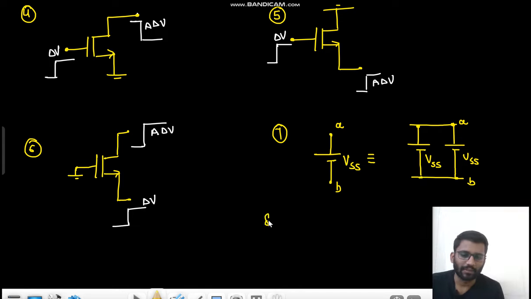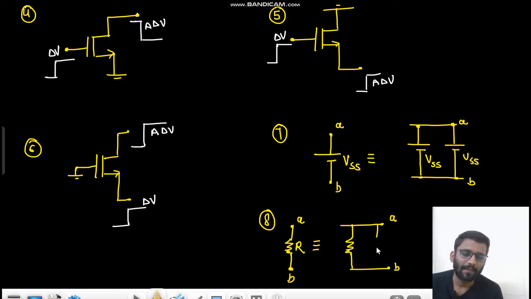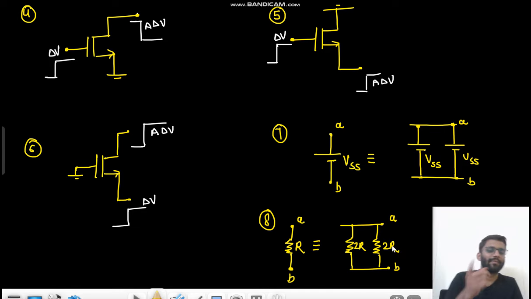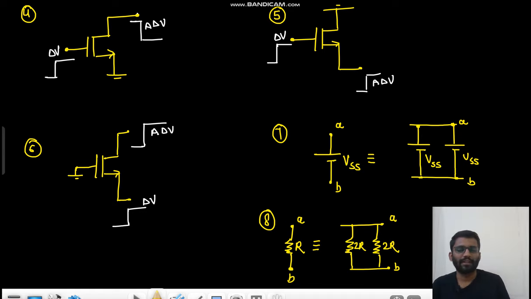And one more thing I can do is that if between A and B I have a resistance R, so this is A and this is B. If I am making these two resistances, what will be the value of each resistance? Tell me. 2R and 2R. Because 2R, 2R parallel will make R. And between A and B, we need to make R resistance. So this will be used in the half circuit analysis. Okay. So that's why I have explained everything here.